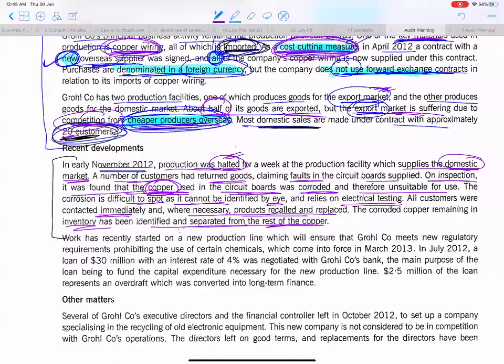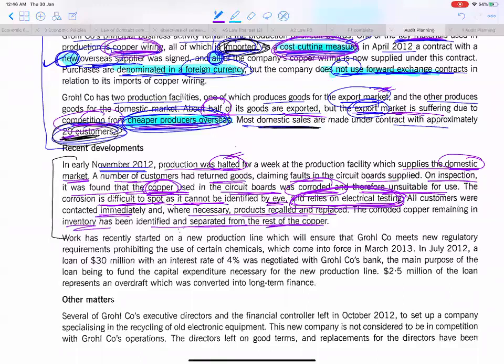That copper used in the circuit board was corroded and therefore unsuitable for use. The corrosion is difficult to spot. It cannot be identified by eye and relies on electrical testing. So you can write an evaluative comment that not only is the inventory getting wasted, we have to incur an additional expense on electrical testing of the circuit boards. This will increase our expense further.